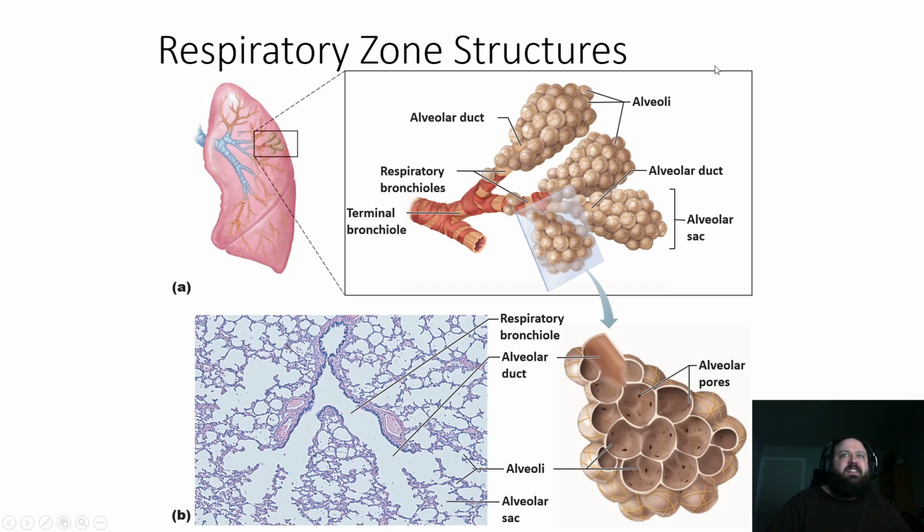So again, note the difference. The alveoli are the grapes. The alveolar sacs are the bunches of grapes. Each individual grape is an alveolus. By the time we get to the alveoli, there's been so much branching in the respiratory tract that there are at least 300 million alveoli in the lungs.